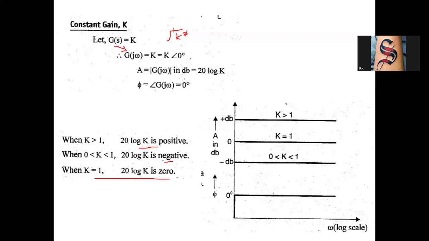And what is the phase angle? Even as the ω value varies from 0 to infinity, the phase value is always 0 degrees. Okay, so in this way we calculate the frequency response of the given system for the constant factor.